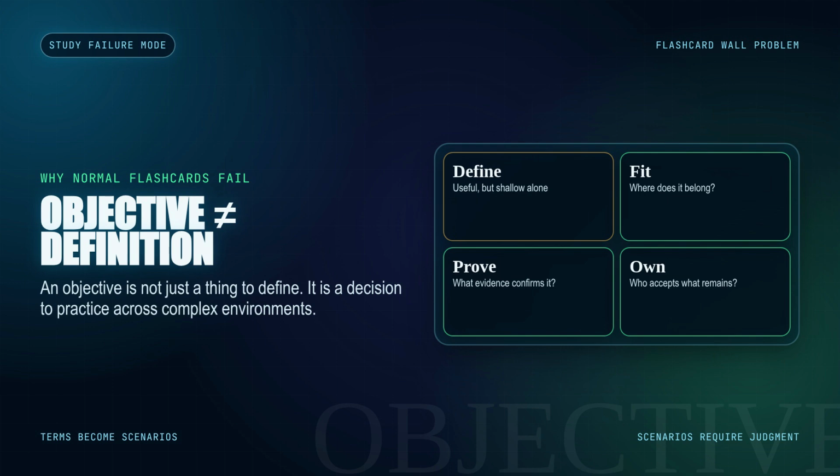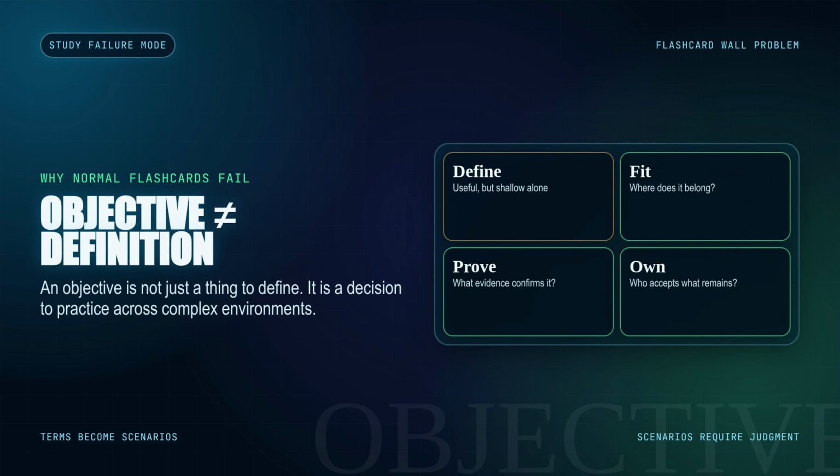The official positioning is advanced, security architects and senior security engineers designing, implementing, integrating, monitoring, responding, and applying governance and risk strategy across complex environments. That means an objective is not just a thing to define, it is a decision to practice.